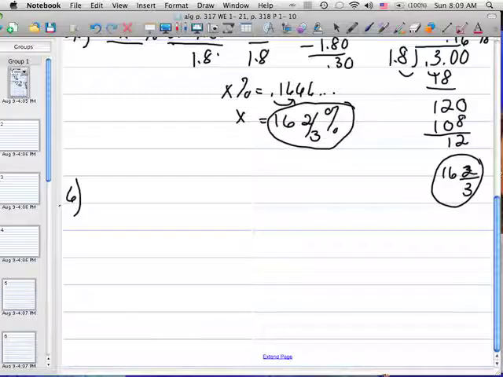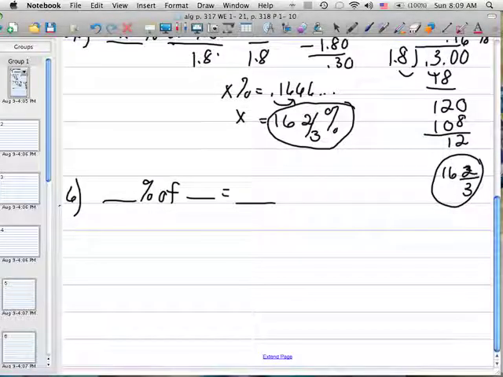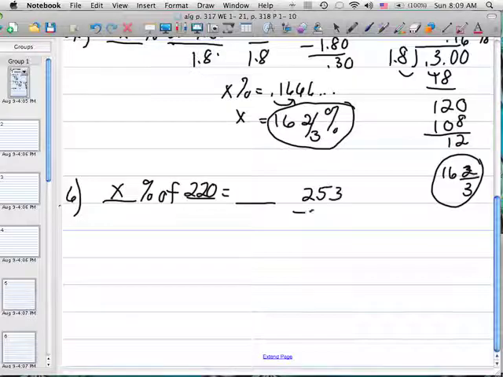Number 6, turn the page, we have a new original price, we have a new price, and we want the percent of increase. So we have blank percent of the original price equals the new price. So we're looking for the percent of increase. The original price was $2.20. The new price was $2.53. So $2.53 minus $2.20, that's an increase of $0.33.